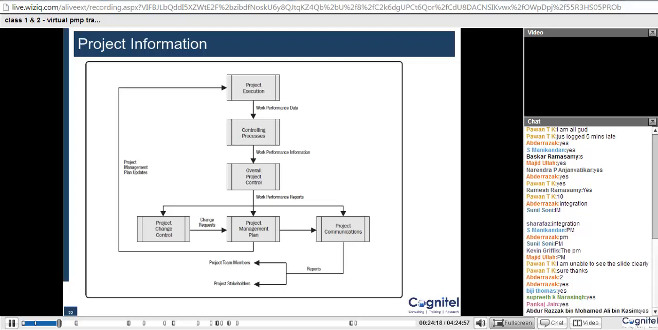Okay, so this is a proper flow diagram showing you how the data changes into information and then to reports. So we'll start from the very top, which is here, project execution. Once we are executing the project, the output would be work performance data, which would be used as an input by controlling processes, and the output given by the controlling processes would be work performance information.